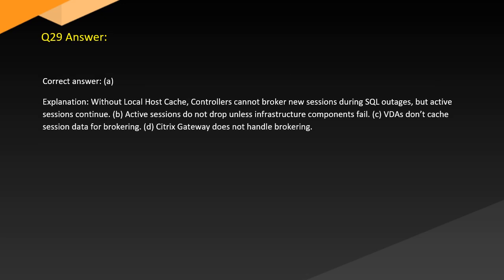Answer. Correct answer: A. Explanation: Without local host cache, controllers cannot broker new sessions during SQL outages, but active sessions continue. B. Active sessions do not drop unless infrastructure components fail. C. VDAs don't cache session data for brokering. D. Citrix Gateway does not handle brokering.